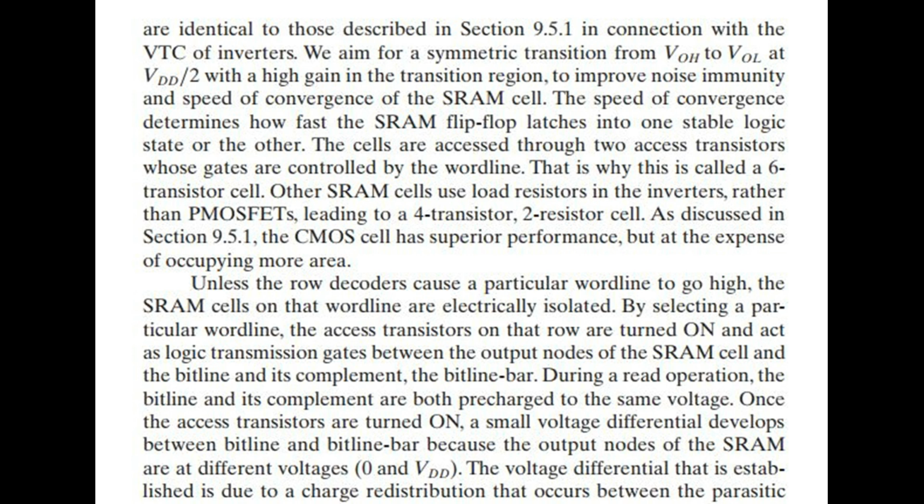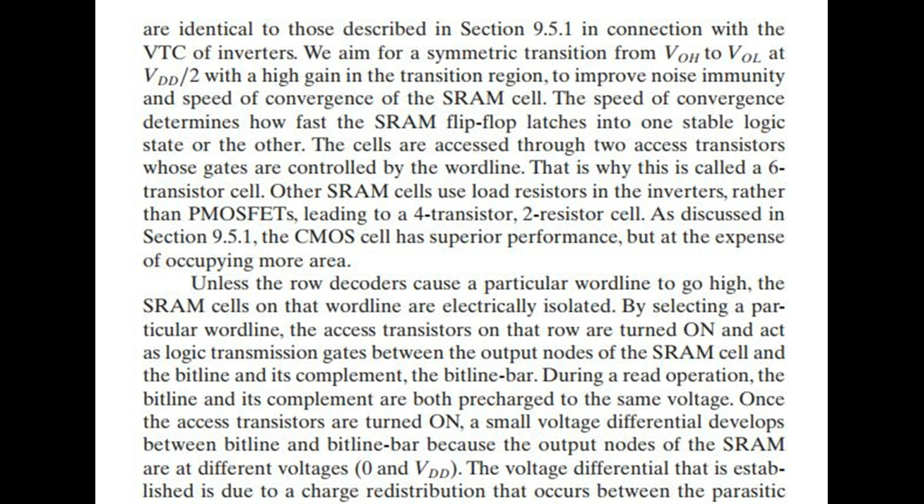Unless the row decoders cause a particular word line to go high, the SRAM cells on that word line are electrically isolated. By selecting a particular word line, the access transistors on that row are turned on and act as logic transmission gates between the output nodes of the SRAM cell and the bitline and its complement, the bitline bar.